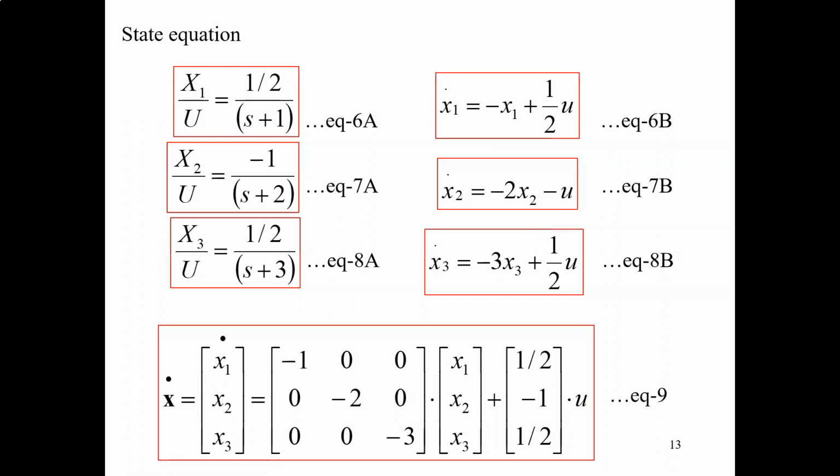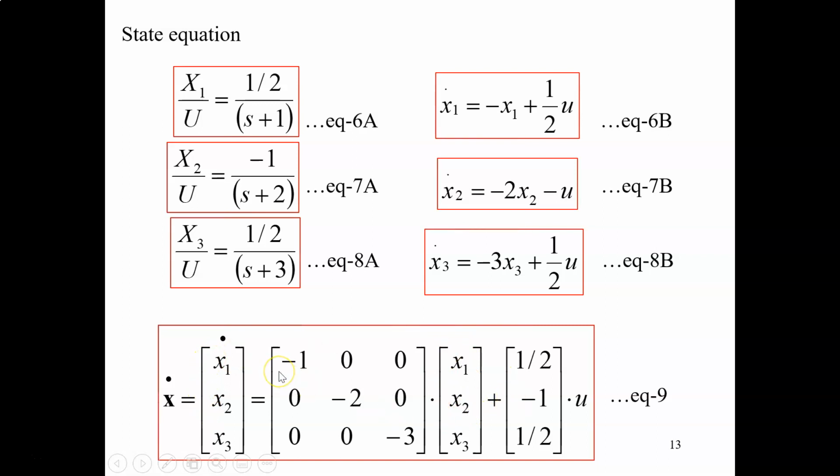Now I'm ready to reorganize it because I know x1 dot equals minus x1, x2 dot equals minus 2 x2, x3 dot equals minus 3 x3. So these coefficients minus 1, minus 2, minus 3 will just go into the diagonal elements, components of the A matrix. So it's minus 1, minus 2, and minus 3. This is x dot, this is x.